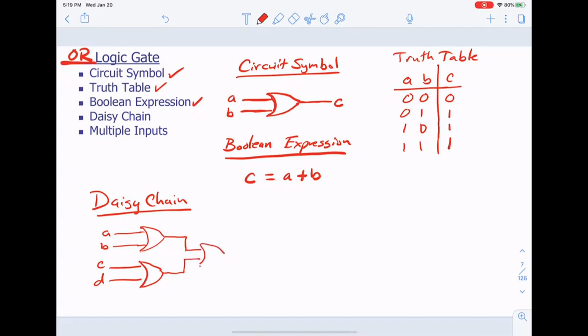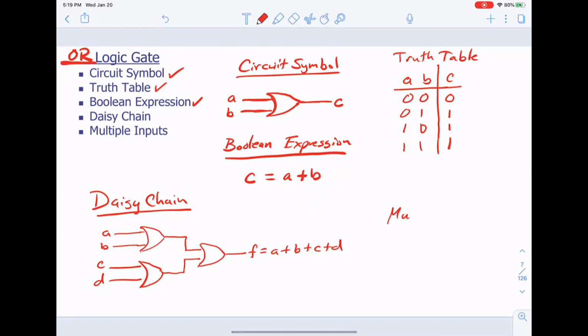So you do have to use more of the chip to do that. And the output here would be F. And then the equation for this, the Boolean expression it's called, is going to be A or B or C or D.